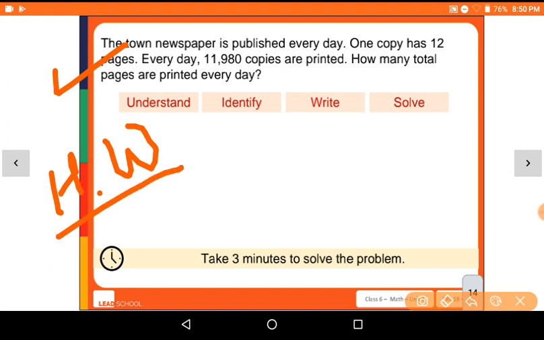The town newspaper is published every day. One copy has 12 pages. Every day 11,980 copies are printed. How many total pages are printed every day?